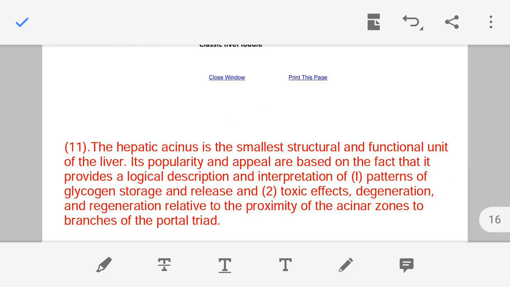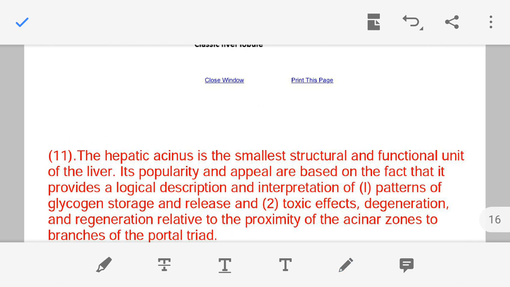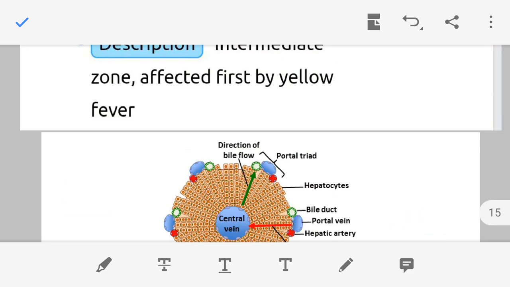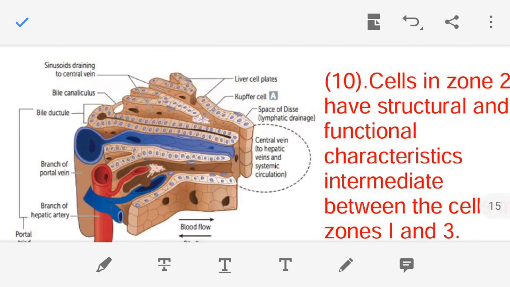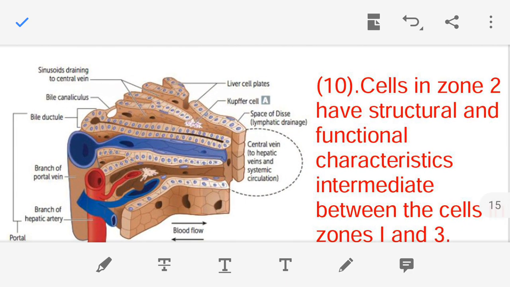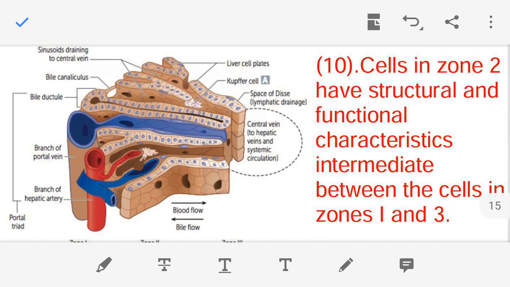So with this, we have completed this presentation lecture. This lecture was about the remaining part of the histology of the liver. I hope you have enjoyed this presentation lecture, and I also hope that it will be helpful in your exam preparation and in your studies.